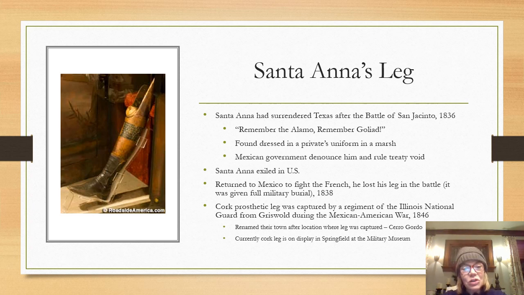All right, so funny story. There's a group of Illinois militia who come across Santa Ana during the battle south of Mexico City called Cerro Gordo.